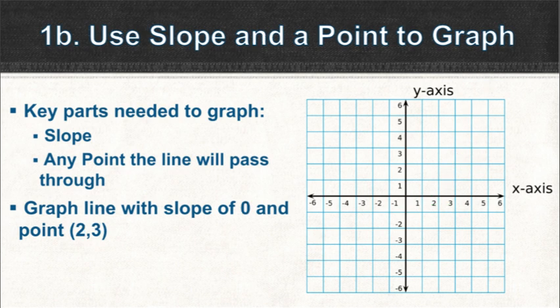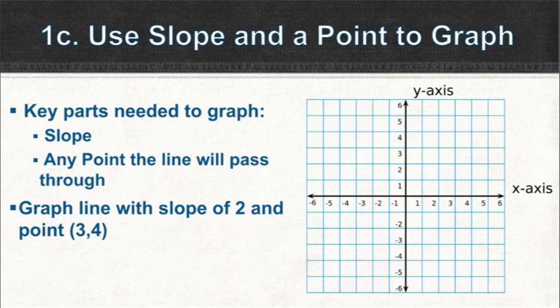Next one, same thing, but this time the slope is 0, and it goes through the point 2, 3. So I plot my point 2, 3. Here's my point 2, 3. If it has a slope of 0, that means the rise is 0, the run is infinite. So if the rise is 0, I have a horizontal line. So there's my line. It passes through the point 2, 3.